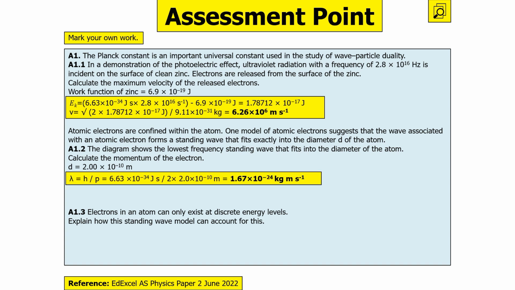Next, we must use the de Broglie wavelength equation. So the de Broglie wavelength is equal to h over the momentum.